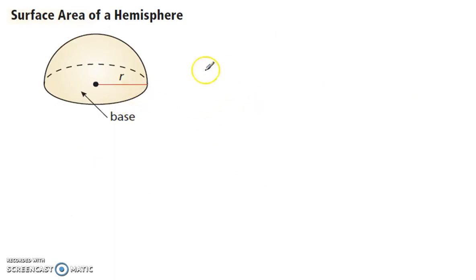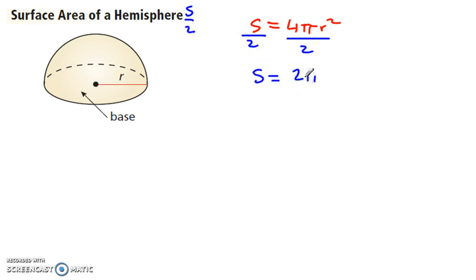Okay, the surface area of a hemisphere. We know that the surface area of a sphere is 4 pi r squared. So logically, the hemisphere would be half of that, right? So we divide that by 2, because sphere divided by 2 gives us a hemisphere, and that would be a surface area of 2 pi r squared. But wait, you say. This is not open, it's closed. It has a base. So it's not just that, but it's plus a circle, pi r squared.